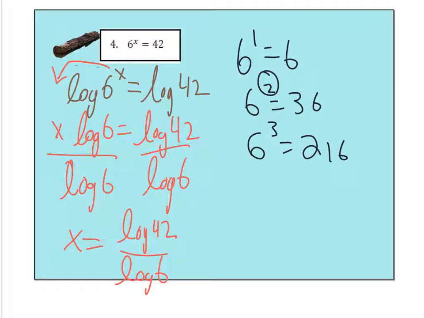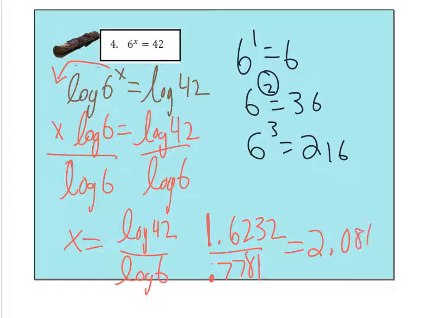So log of 42 is going to be 1.6232. The log of 6 is going to be 0.7781. So when I divide those two, I get 2.086. There's my answer. And on some level, I hope that makes sense. You're going a little bit bigger than 2 to get to 42. That would be the exponent you're putting on 6 to get that number.